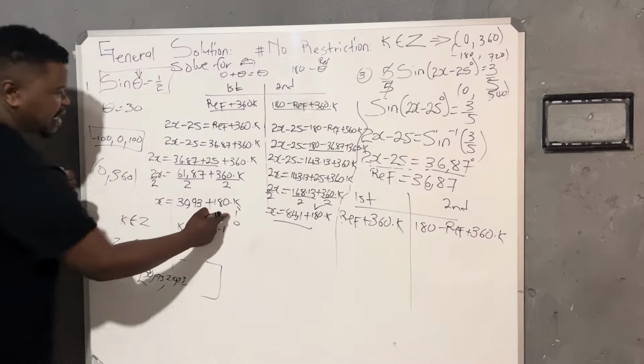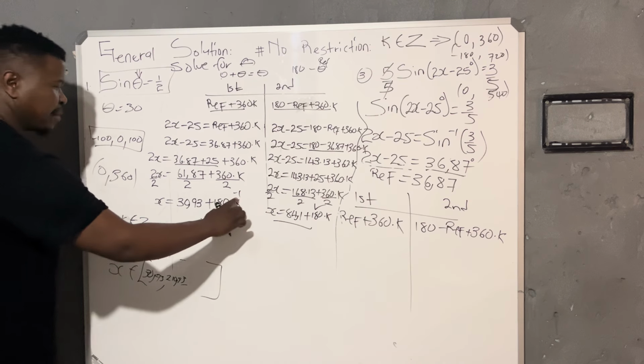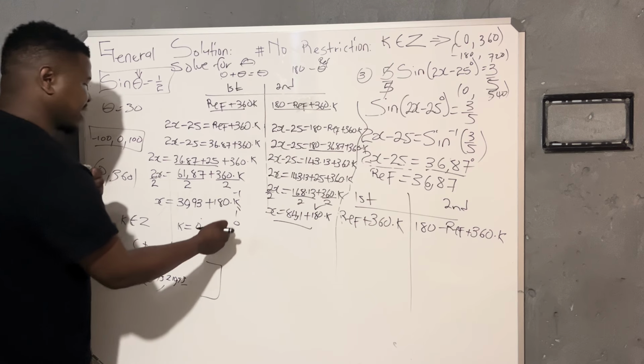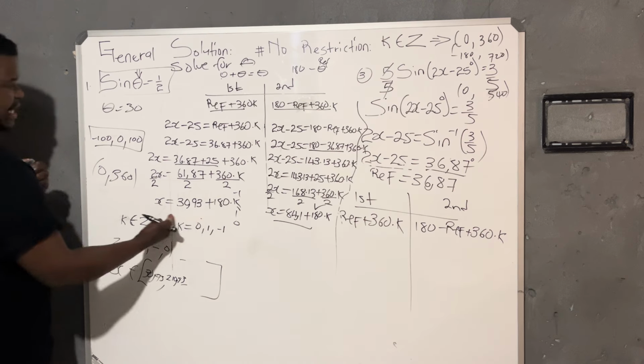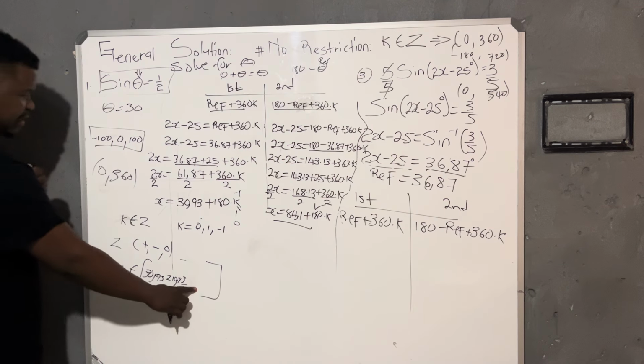And then you proceed. After you put a negative 1, remember I have to use them one by one. If I put negative 1, it's going to be negative 180. So the answer we're going to get here will be a negative number. It's not part of this, so you will never write it there.